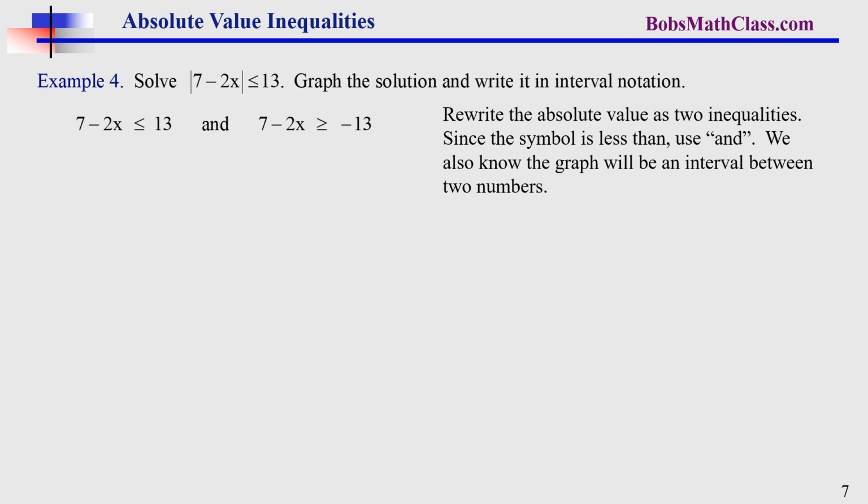Here's our two inequalities. First one, no changes. Second one, 2 changes. We change the direction of the inequality and the sign of the number on the right. Work out the one on the left first. Subtract 7. So that leaves us with negative 2x is less than or equal to 6. Now we need to divide by negative 2. Yes, we are dividing by a negative number. Whenever you divide an inequality by a negative, you have to flip it. X is greater than or equal to negative 3.